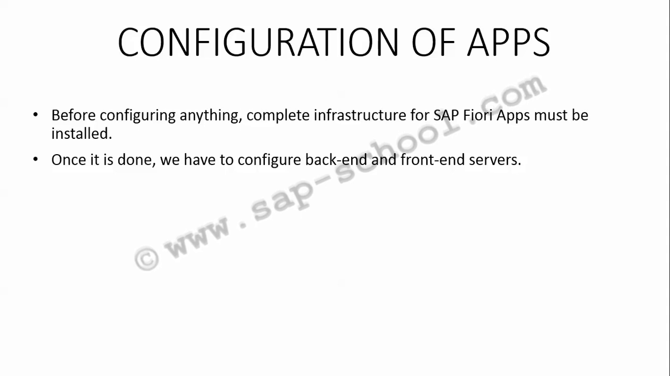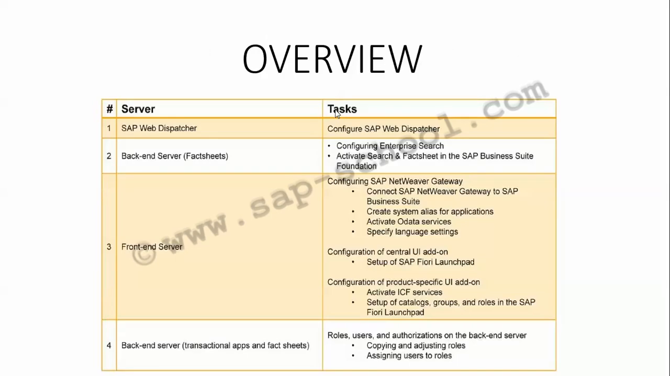Now this overview tells us what the different tasks are that need to be performed on the different servers. First, what are the tasks that need to be done at the SAP Web Dispatcher side. For the SAP Web Dispatcher, first of all we have to configure the SAP Web Dispatcher. After that we have the backend server. It is mainly for the fact sheets. So we have to configure the enterprise search, and activate the search and the fact sheets in the SAP Business Suite Foundation. This step is only for the fact sheets. It is not required for the transactional apps.